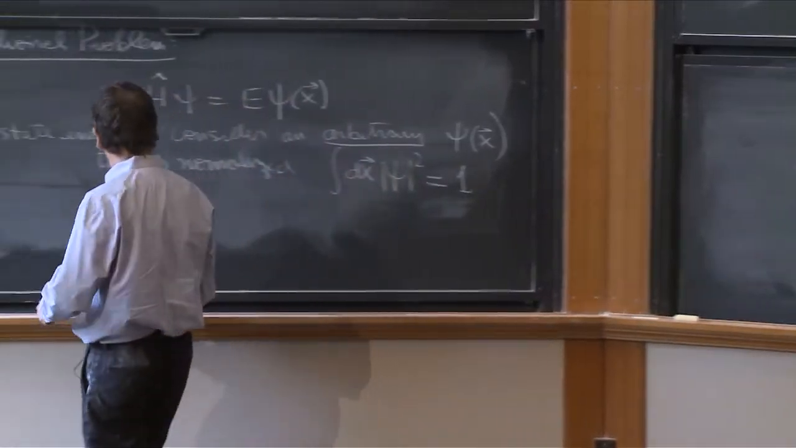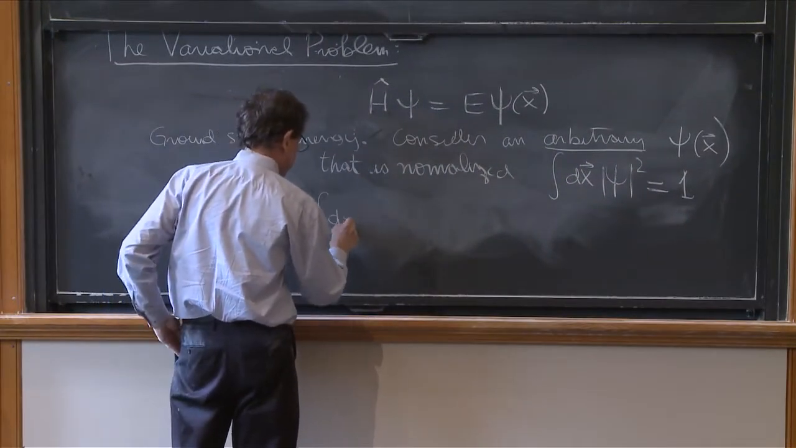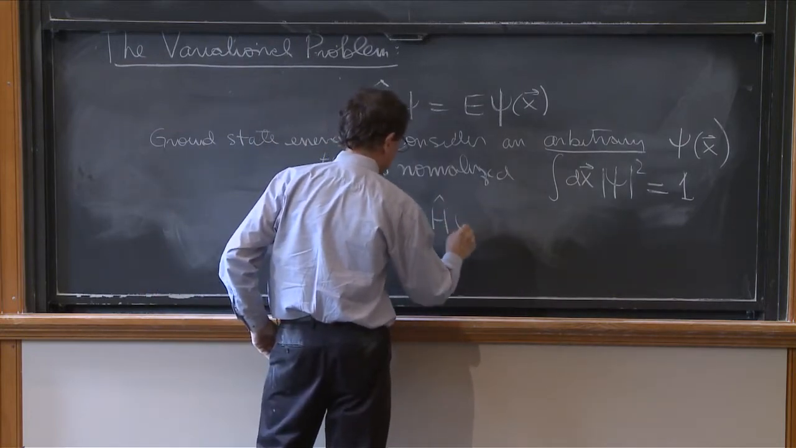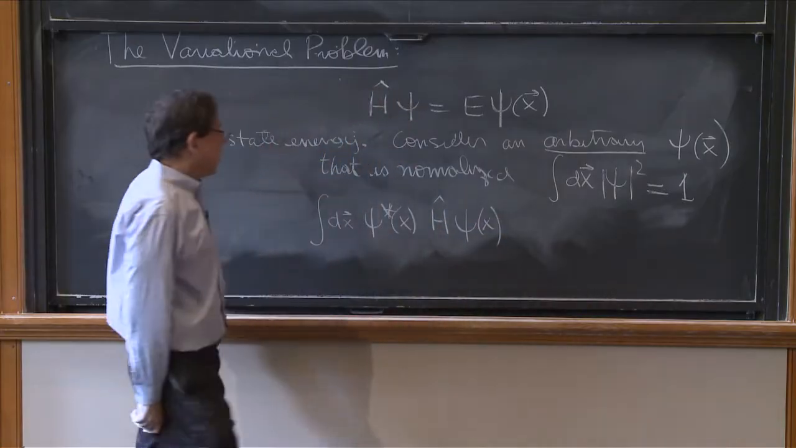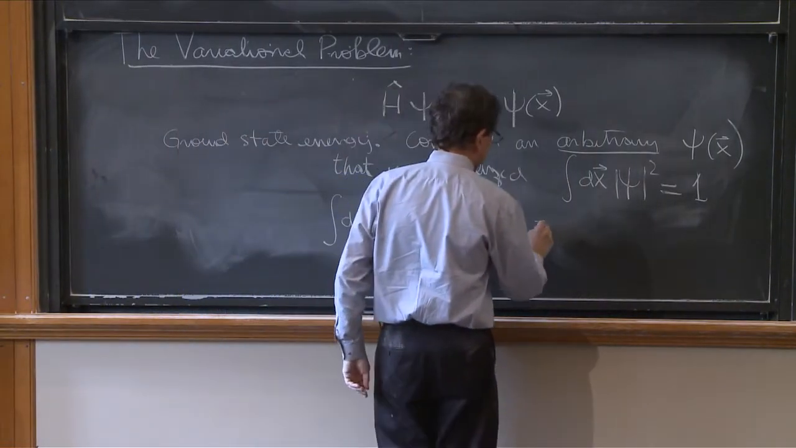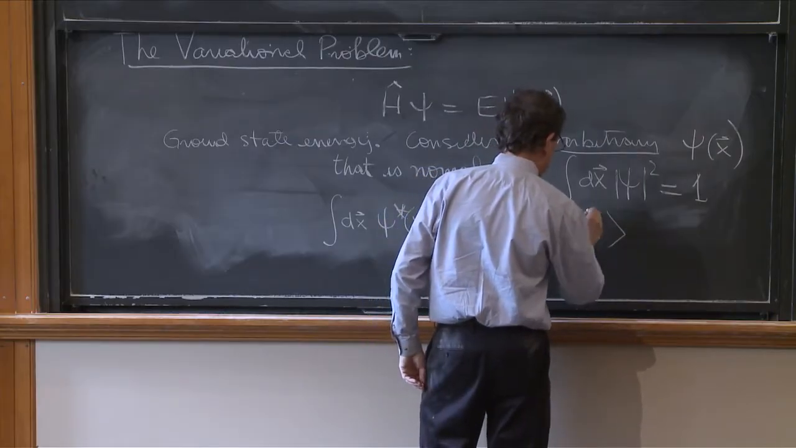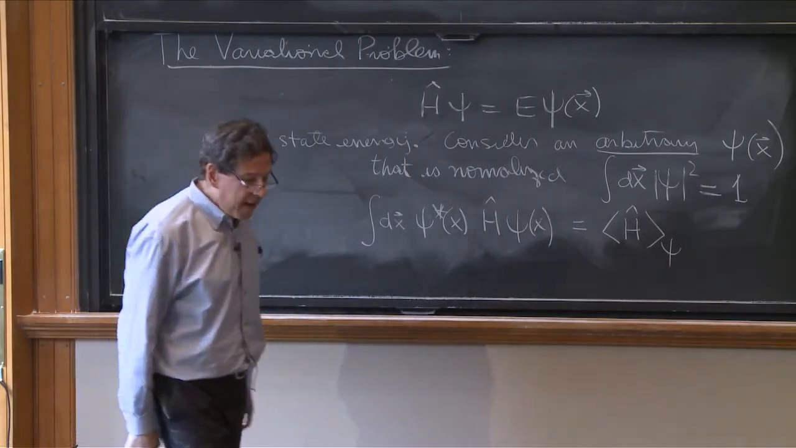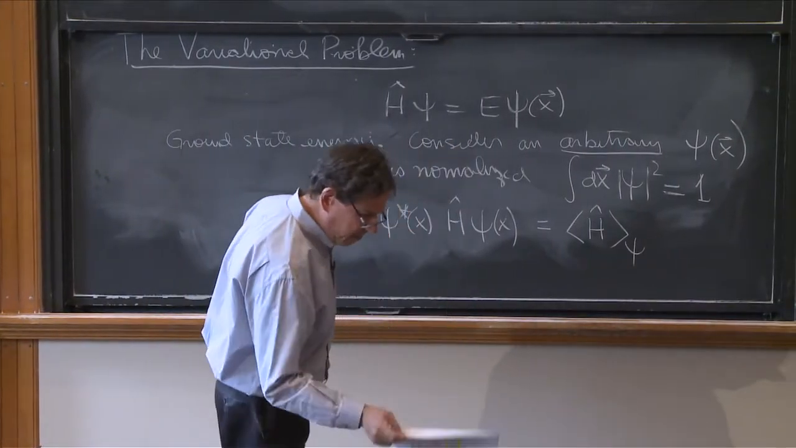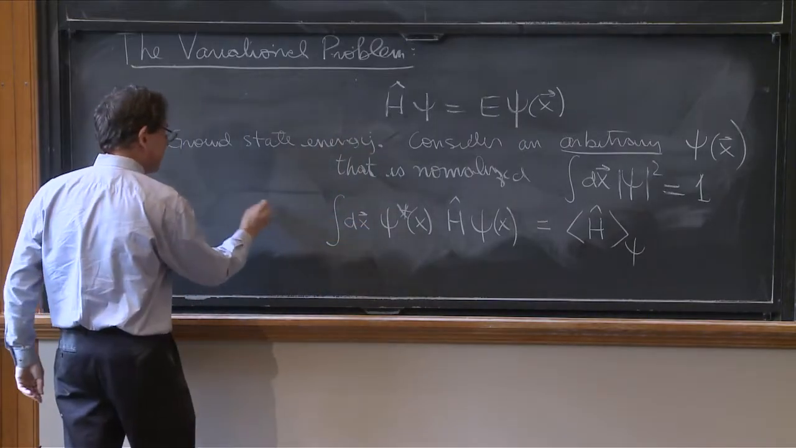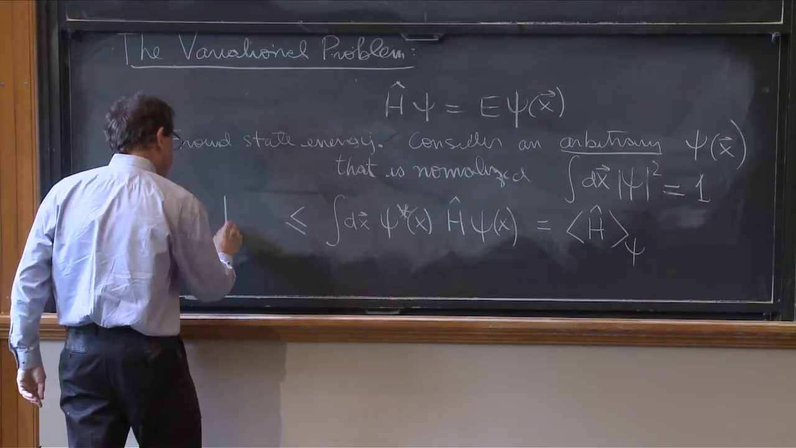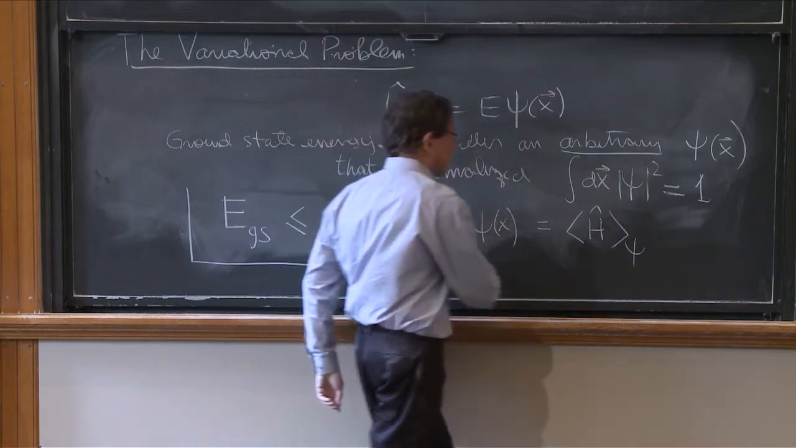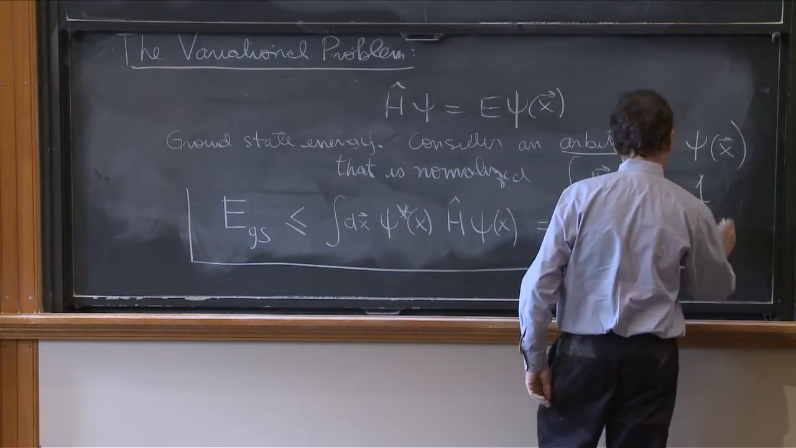Nevertheless, you are commanded to compute the following quantity, dx. This quantity is also by definition what we call the expectation value of the Hamiltonian in the state psi. And the remarkable fact that we're going to show now is that this thing provides an upper bound for the ground state energy for all psi.